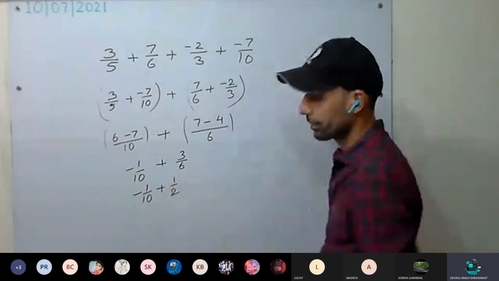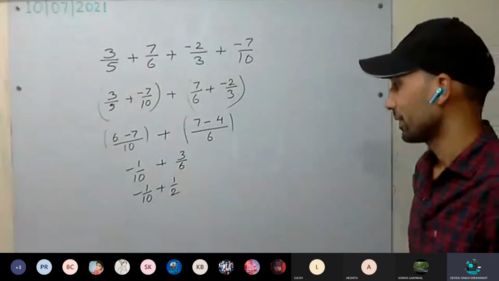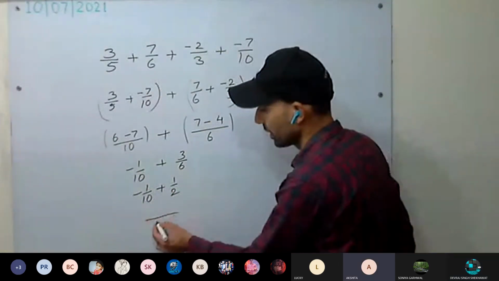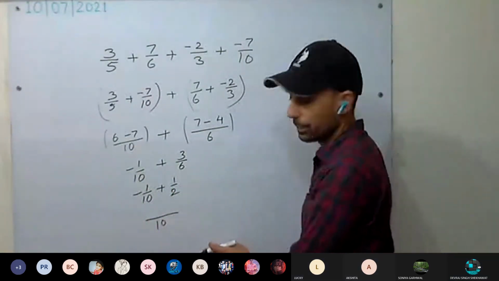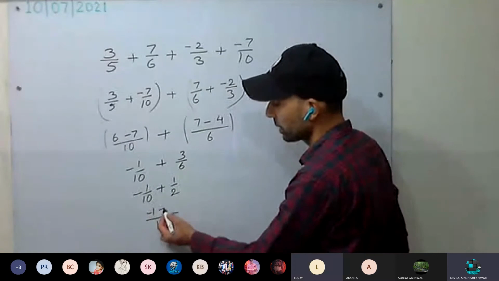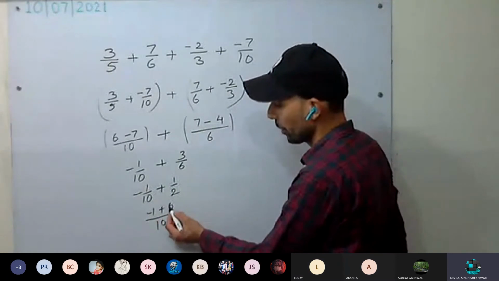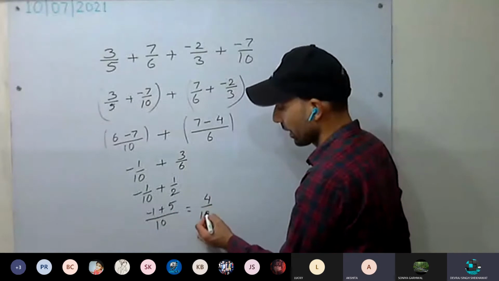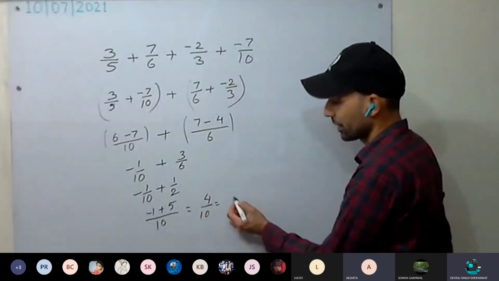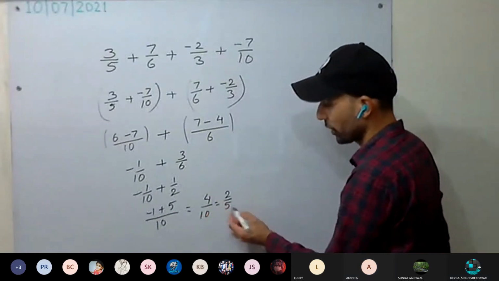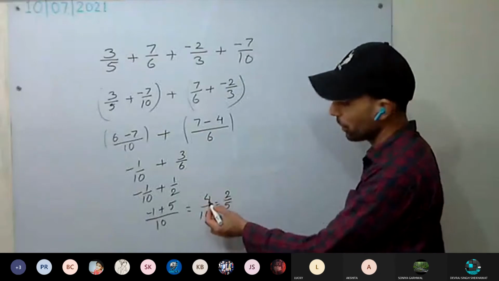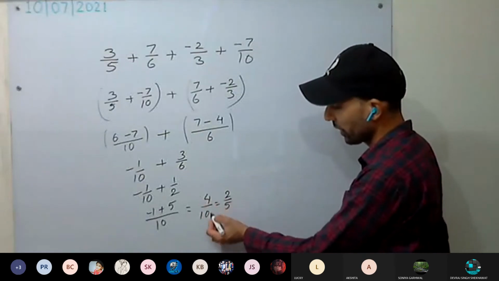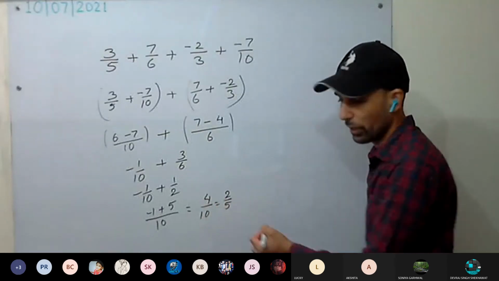Okay, now what do you have to do? LCM. Minus 1 plus 5. How much are you getting? 4 upon 10. How much? 2 by 5. Okay, you can see 4 by 10 is a rational number. After dividing and removing the common factor, we have got 2 by 5.